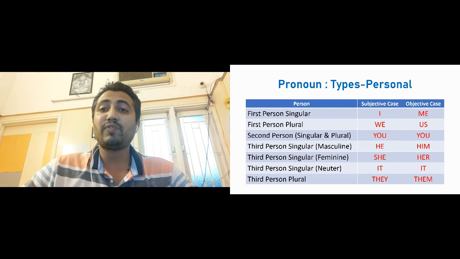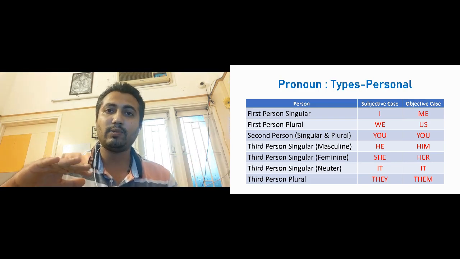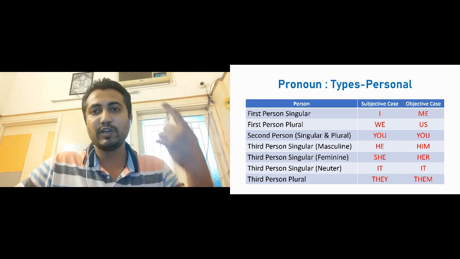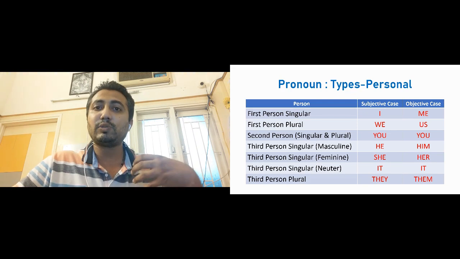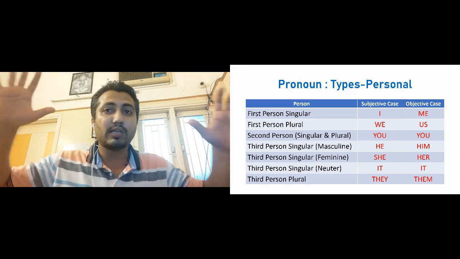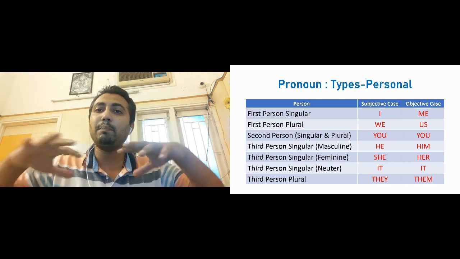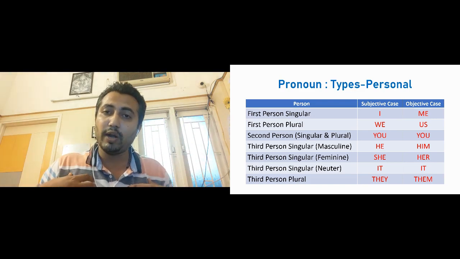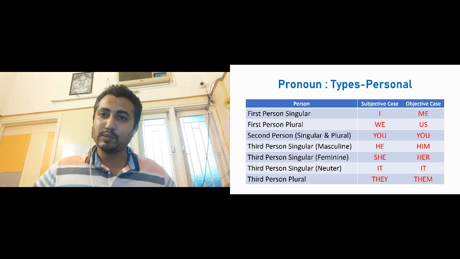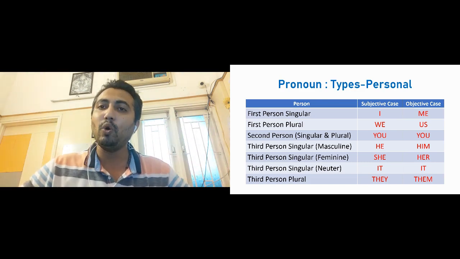Now this first person, second person, third person can be singular as well as plural. If the speaker is one, that is first person singular. If the speakers are many, we all together are speaking, so many people are speaking, it is first person plural. If I alone am speaking, first person singular. If we all are speaking, it is first person plural.